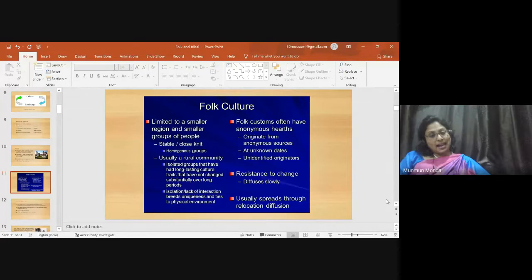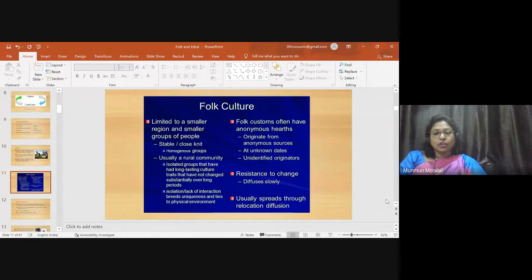Now I'm talking about folk culture. I have given this in bullet form so that it will be easier for you to understand. When we are talking about customs and the small region, because folk culture is always about a very small indigenous regional character, there we mostly have rural communities. These communities are very much isolated groups that have very long-lasting cultural traits coming down through generations. And the isolation, the lack of interaction with the outer world, is a very unique feature of this culture. And mostly this spreads through relocation or diffusion.